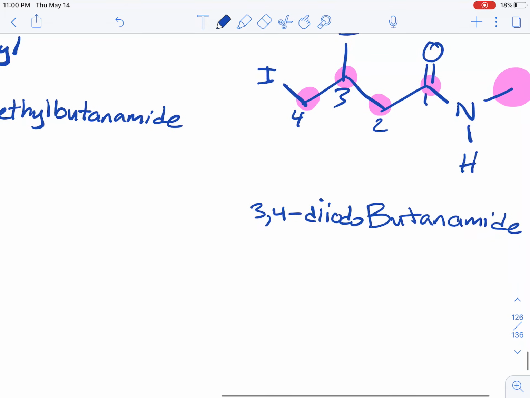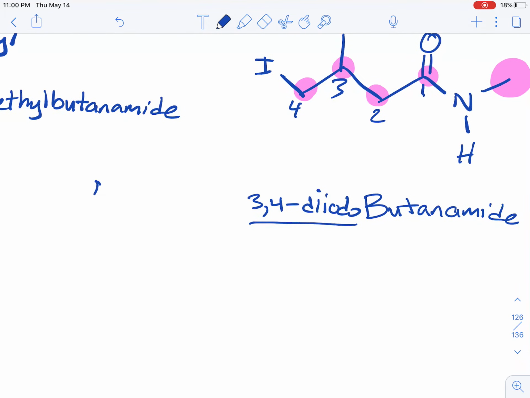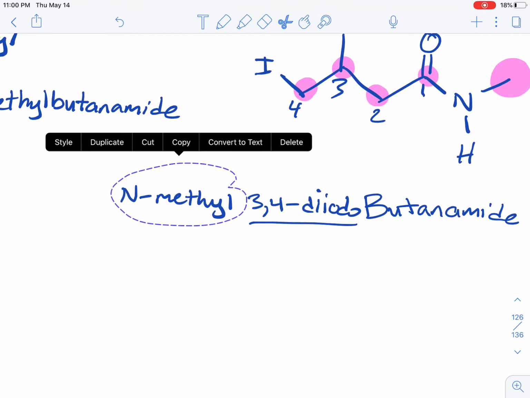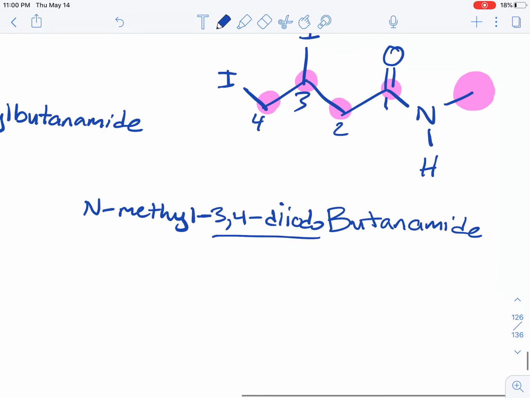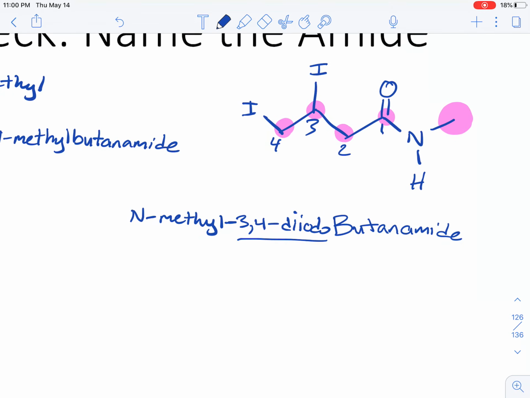And so that goes in front of the substituent 3,4-diiodo. So I have N-methyl. And then I'm going to put a dash between the L and the 3 because I'm going from a letter to a number. And so this would be the name of this specific organic compound.